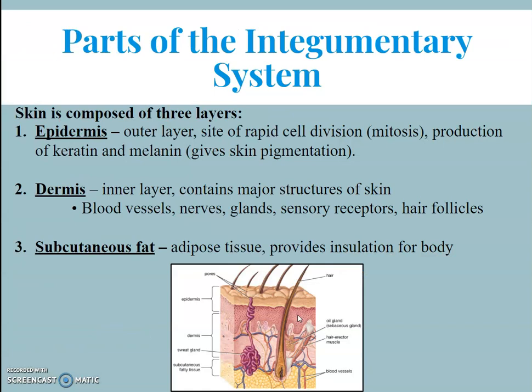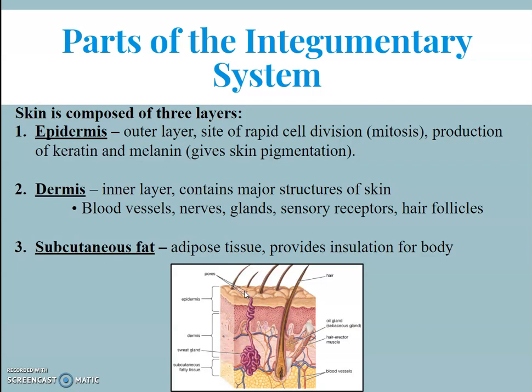What are the parts of the integumentary system? The skin is composed of 3 different layers. The epidermis, which is the upper layer, the outer layer, which is where the most mitosis is happening, rapid cell division. It also produces keratin and melanin in those cells, which gives us our skin color.